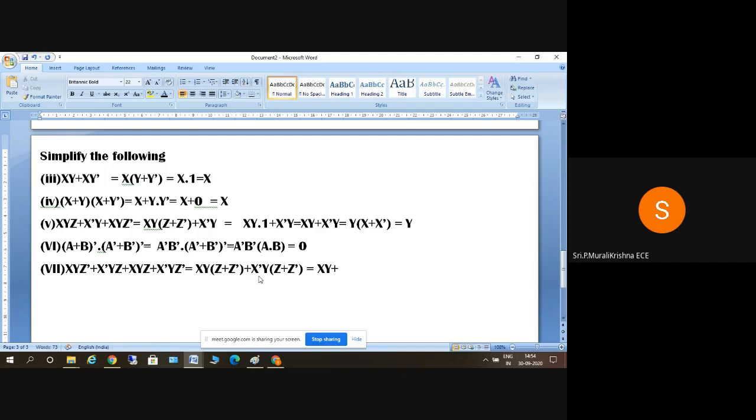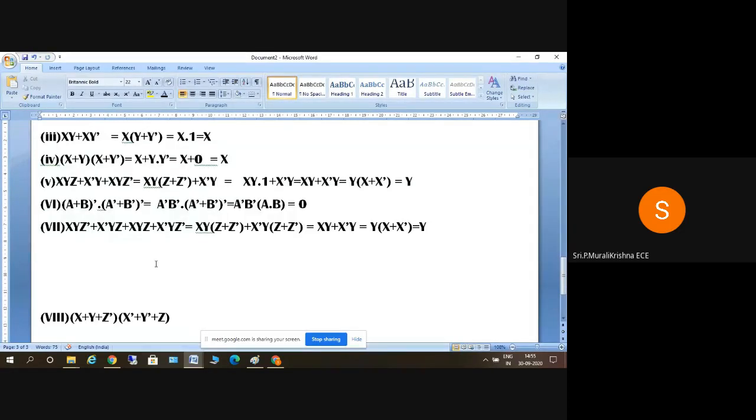So we'll get this as xy plus x bar y, and take y as common here. If I take y as common, it is again x plus x bar. So that is equal to y. So y is the answer for this simplification. So these are the simple ones. Okay, let's go for the next one.